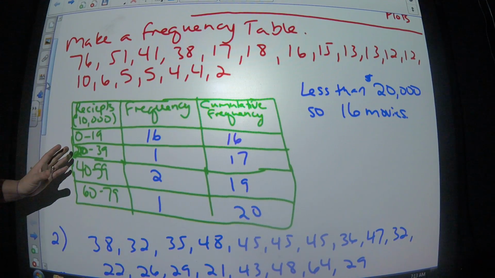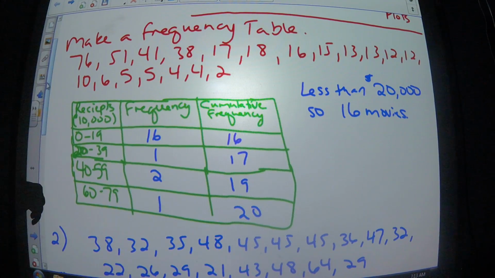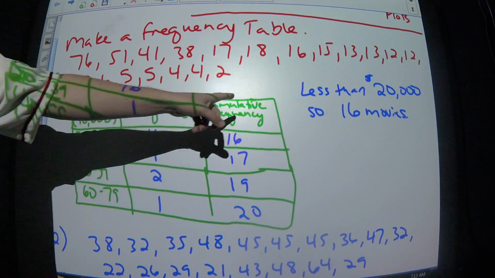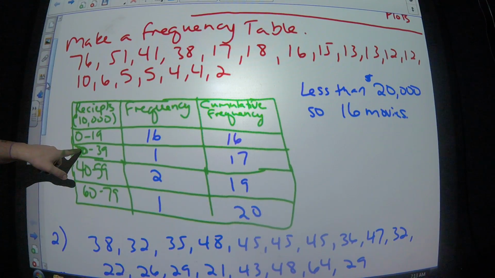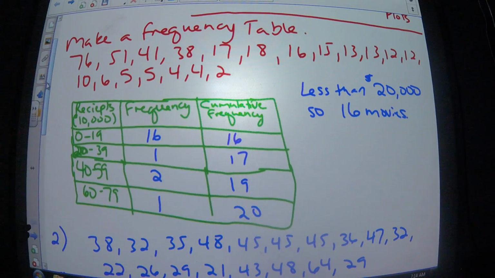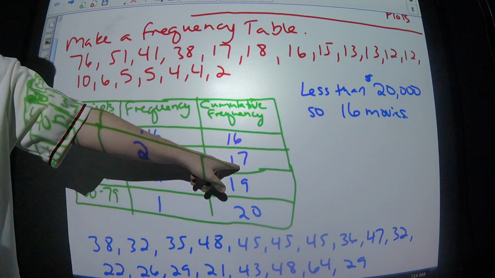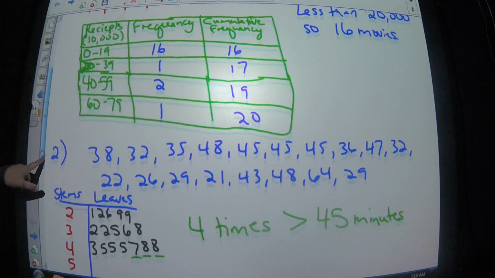So I've set up my frequency table to show the best grossing movies, the range that was the average or above average grossing of the movies. But the question asks, how many movies had less than 20,000? Well, less than 20,000 would be this line here, so it would be 16 movies. If I had said less than 40,000, then you would have looked at the cumulative frequency and it would have been 17. But since I wanted less than 20,000, it was 16.